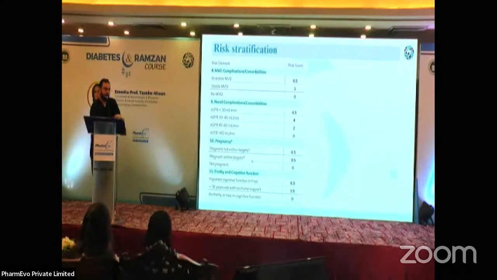Frailty and cognitive functions also have to be taken into account. If a patient has impaired cognitive function or is frail enough, then we have to assign 6.5 points. And if more than 70 years old with no home support, then 3.5.